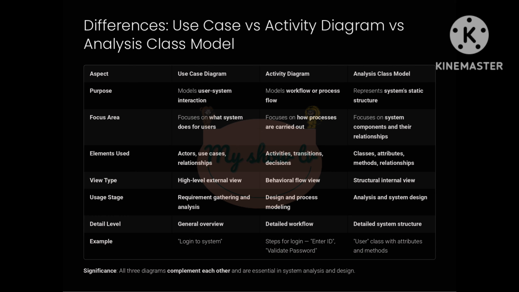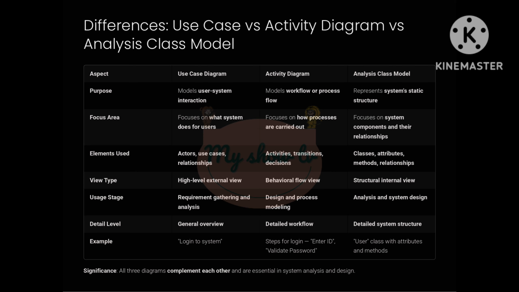Talking about focus, use case is about interactions and system boundaries. Activity diagram is about process flows and control logic. Class model is about static data structure and relationships. Also, elements differ. Use case uses actors and use cases, activity diagram uses activities and flows, and class model uses classes, attributes, and methods. In terms of usage, use case diagrams help during requirements gathering.